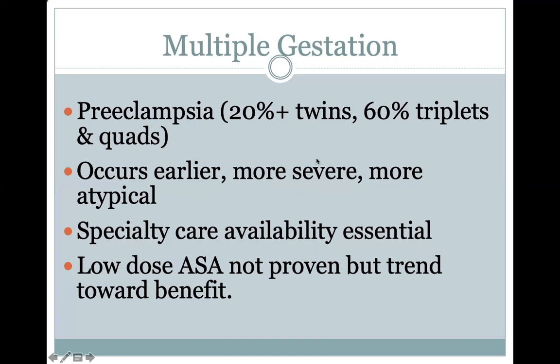We do use low-dose aspirin in our practice for twins and multiples because of the increased risk of preeclampsia, but the studies are a lot less convincing that there's a decreased risk of preeclampsia in multiples using aspirin, but there is a trend toward a benefit starting that at 12 weeks gestation, 12 to 16 weeks. Next slide.